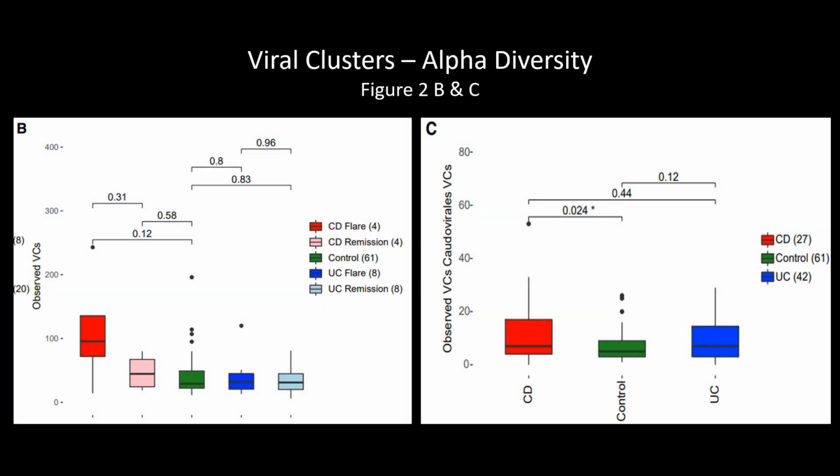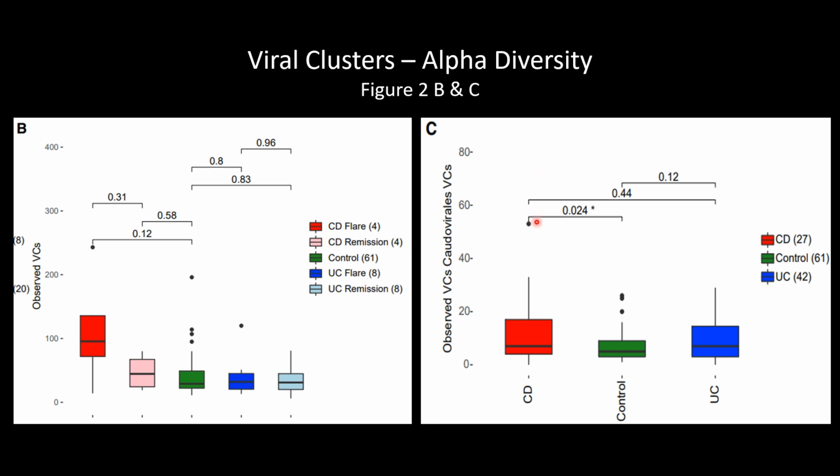2B and C are showing the viral clusters and alpha diversity. Figure B on the left shows the overall virome diversity, and it shows no significant difference in virome richness across the cohorts or disease states when viral cluster count tables were used. The Wilcoxon test for CD flare versus remission had a p-value of 0.31. The ulcerative colitis flare versus remission had a p-value of 0.96, the Crohn's disease versus healthy had a p-value of 0.12, and ulcerative colitis versus healthy had a p-value of 0.083.